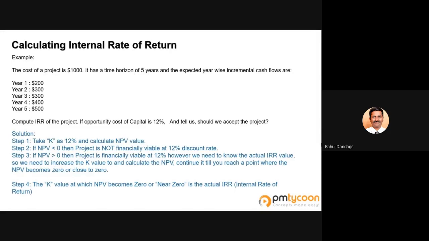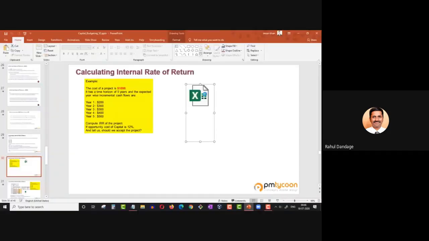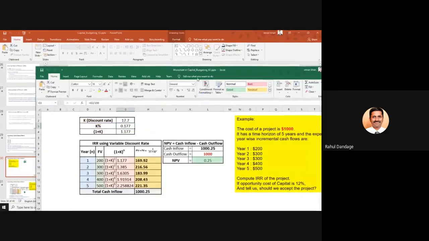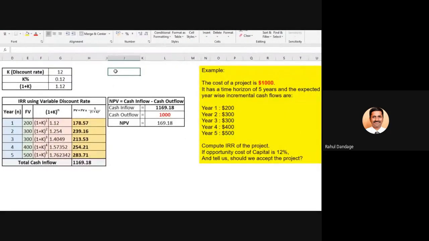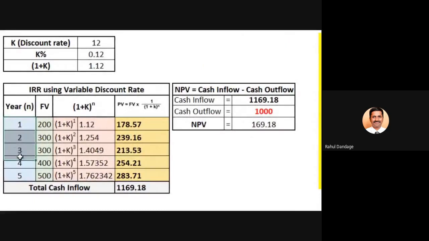Okay. I have automated this particular step in an Excel to save time on calculations. So here you see K value as 12. 12% means 12 divided by 100, which is 0.12. And 1 plus K means 1 plus 0.12, which is 1.12. Down below, you see the years 1, 2, 3, 4, 5, and the future values 200, 300, 300, 400, 500. And next to it, the value of 1 plus K to the power of N. And again, next to it, the formula of present value.